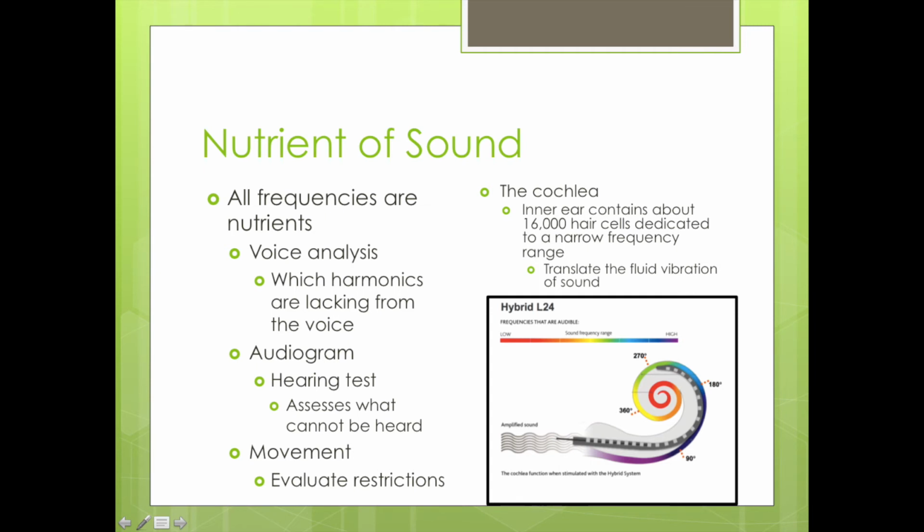The cochlea is a part of the inner ear that contains about 16,000 hair cells dedicated to a narrow frequency range. So they translate the fluid vibration of sound. It's almost one frequency per hair, but not quite. So remember that we hear from about 20 to 20,000 hertz. If hearing loss does occur, there is a protein that is said to support the regrowth of these sensory cells, but I believe this is still undergoing further study.